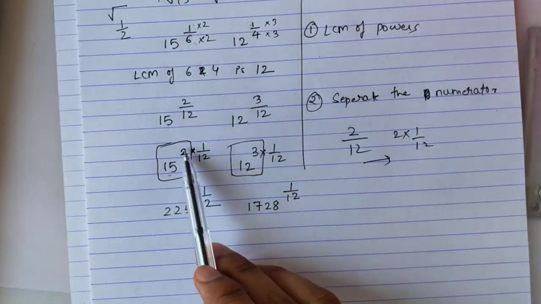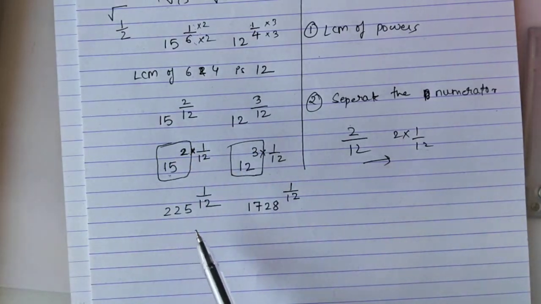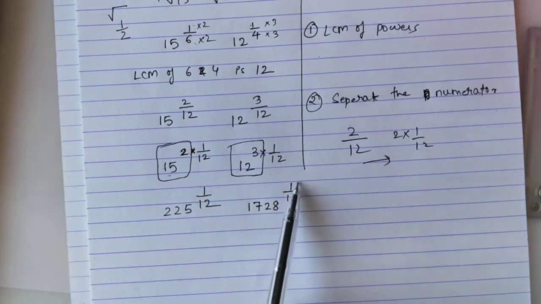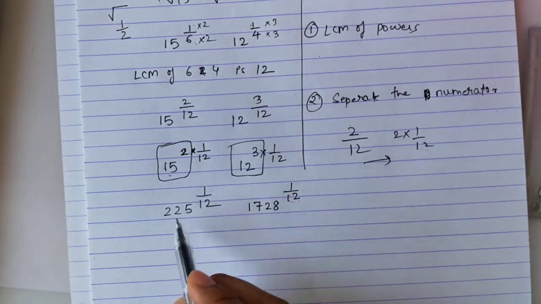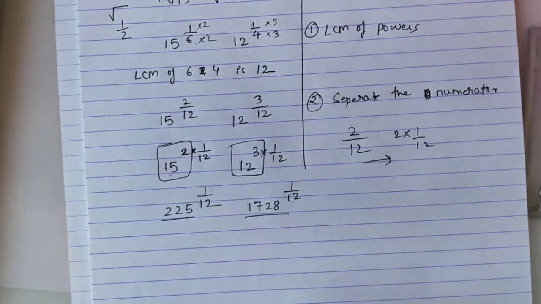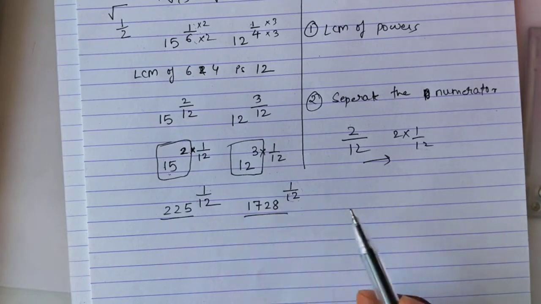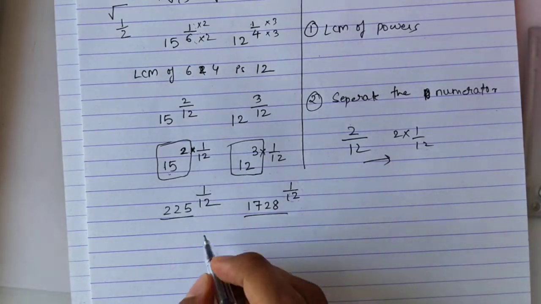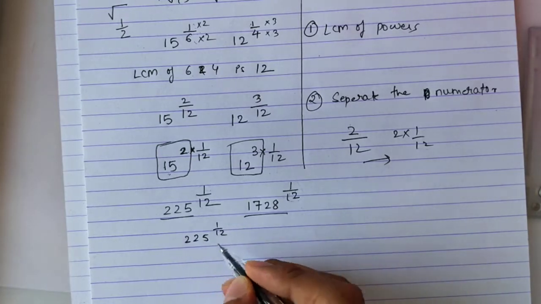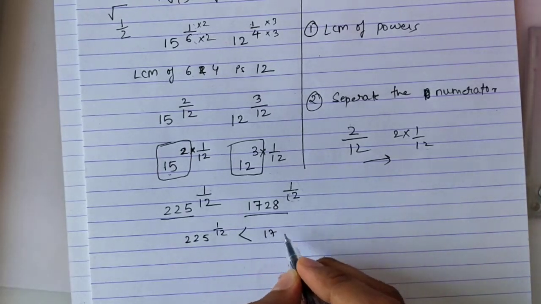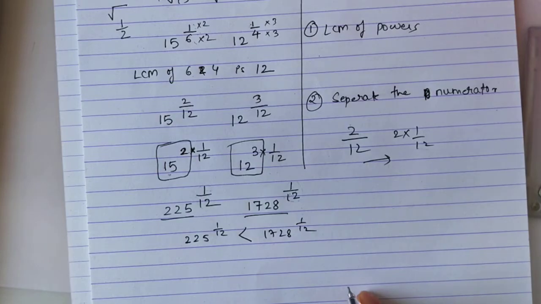Why I did this, why I took this 2 and 3 separately, so that now you see the powers are same, 1 upon 12, 1 upon 12, both the powers are same. Now I can easily compare the numbers. Which numbers seem to be bigger? 1728 is bigger. So that is why I can write that 225 raised to 1 upon 12 is smaller than 1728 raised to 1 upon 12.